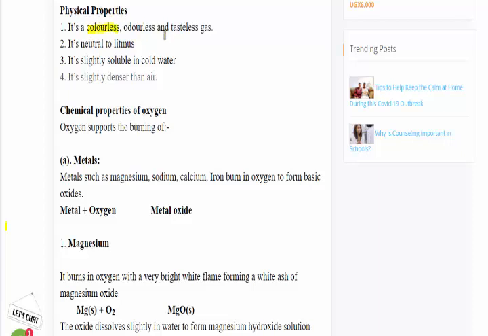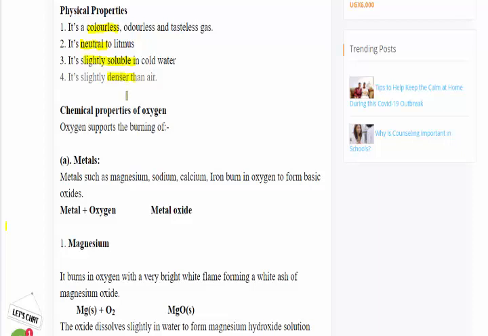Oxygen is a colorless, odorless, and tasteless gas. Oxygen is also neutral to litmus paper. Oxygen is also slightly soluble in cold water. Oxygen is also slightly denser than air.